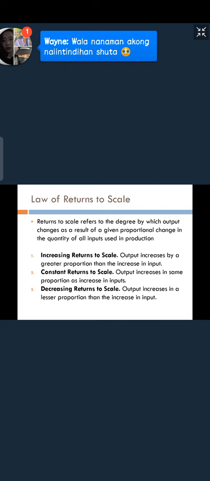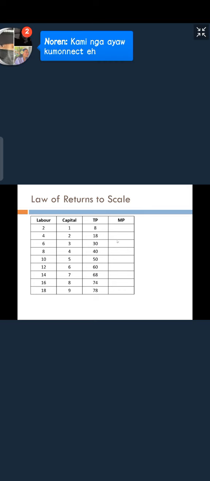So let me show you an example here. Okay, I think we used this earlier. In order to compute the marginal product, again, what you will do is subtract the total production. So 18 minus 8 will be 10. 30 minus 18 will be 12, and so on and so forth. Okay, so these are your answers.